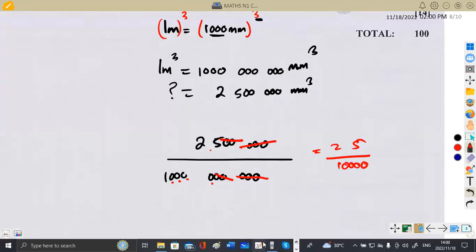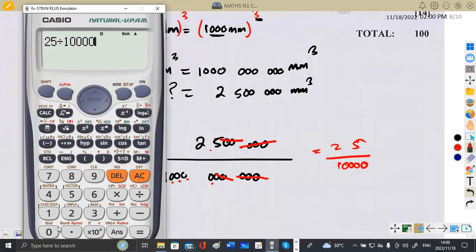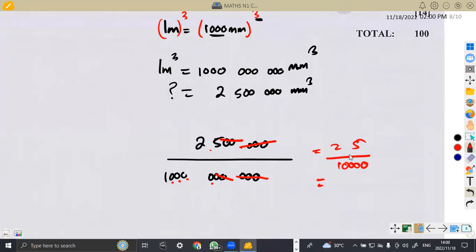Here we can just use our calculator to finish up this. So it's 25 divided by 1 with how many zeros? These are 4 zeros like this. That is 10,000, and it's going to be 2.5 times 10 to the exponent of, okay, let's just write it in a way that we understand, which is 0.00025. Is that so? 1, 2, 3, 4. All right, so that is what we are going to have in cubic meters.